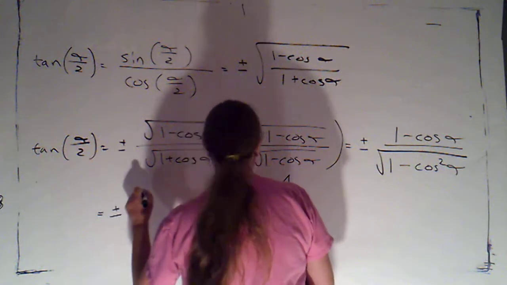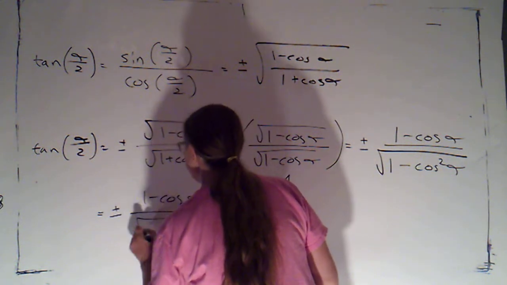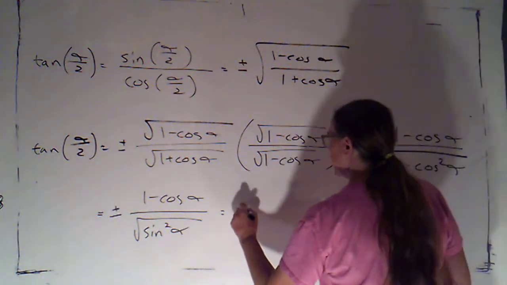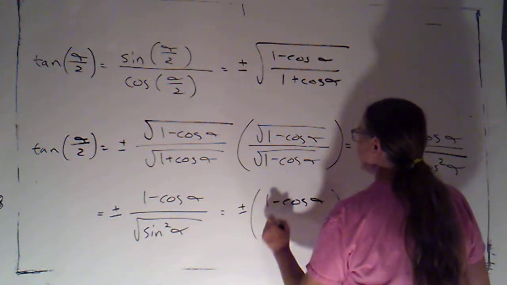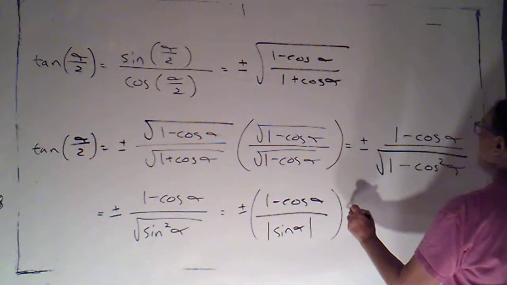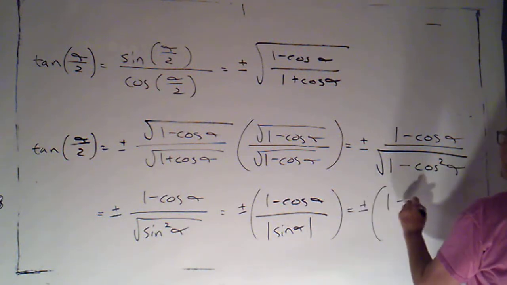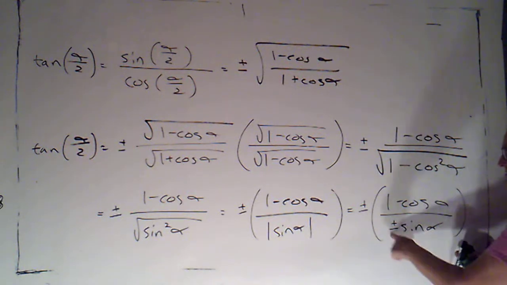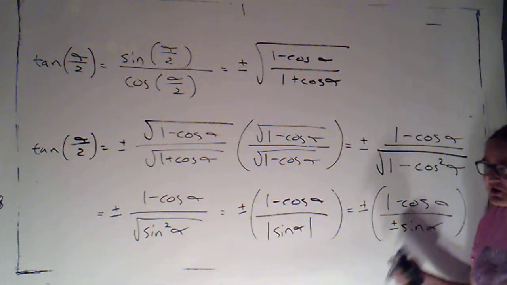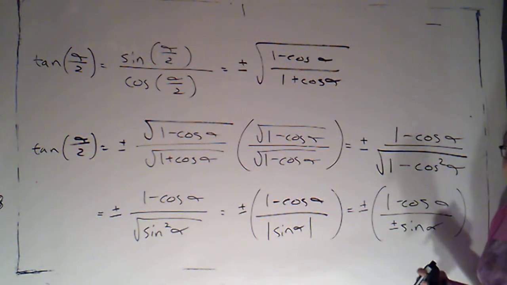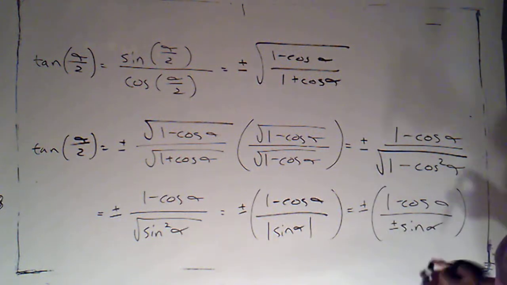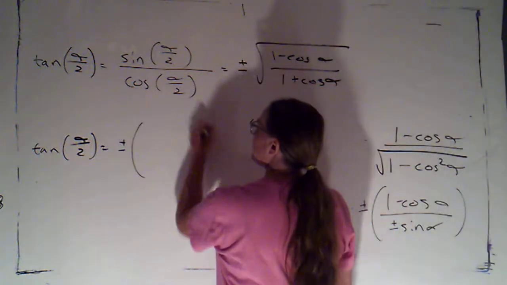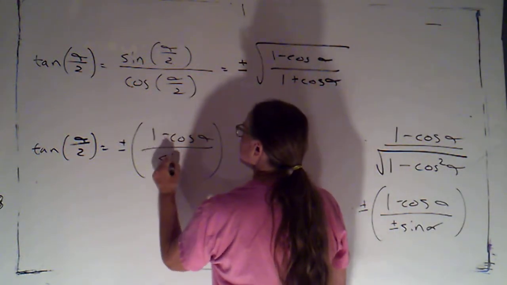So I'm going to have plus or minus 1 minus cosine alpha over the square root of sine squared alpha, which is going to be plus or minus 1 minus cosine alpha over the absolute value of sine of alpha, which is going to be plus or minus 1 minus cosine of alpha over plus or minus sine of alpha. But just like when we had it last time, there's no need to write the plus or minus twice. There are really just two options. We're going to end up with something positive, or we're going to end up with something negative. If we end up with 0, then either sign would be correct. So I can just write one plus or minus sign and say it's plus or minus 1 minus cosine alpha over sine of alpha. Okay.